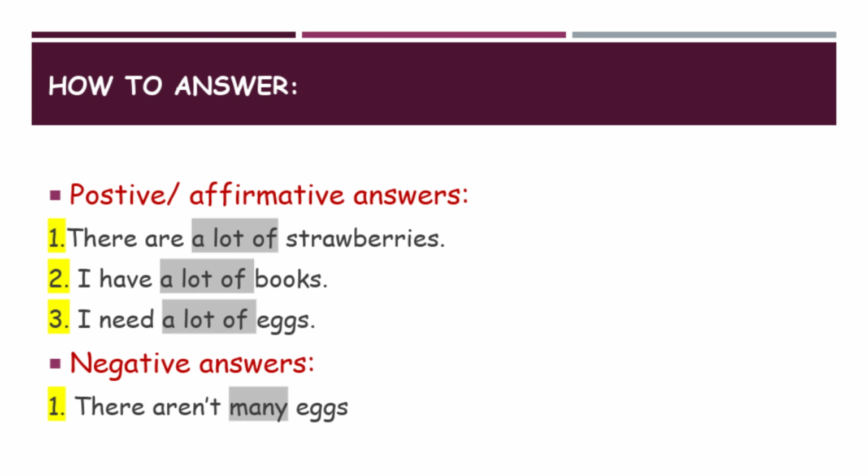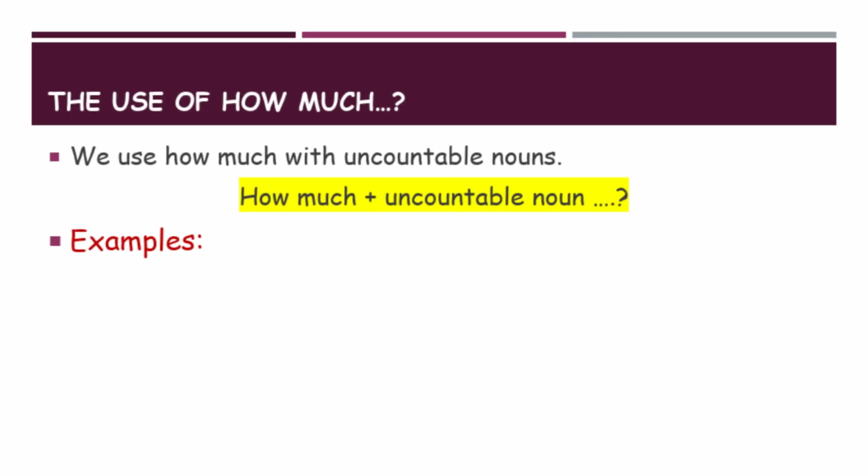Now let's move on to the use of how much. Now we saw how many, that we can use it with countable nouns, and we've seen what countable nouns are. Now we use how much with uncountable nouns, and as I told you before, uncountable nouns are nouns that we cannot count. So the rule here is how much plus uncountable noun, if you want to make your question. Examples: how much sugar is there?